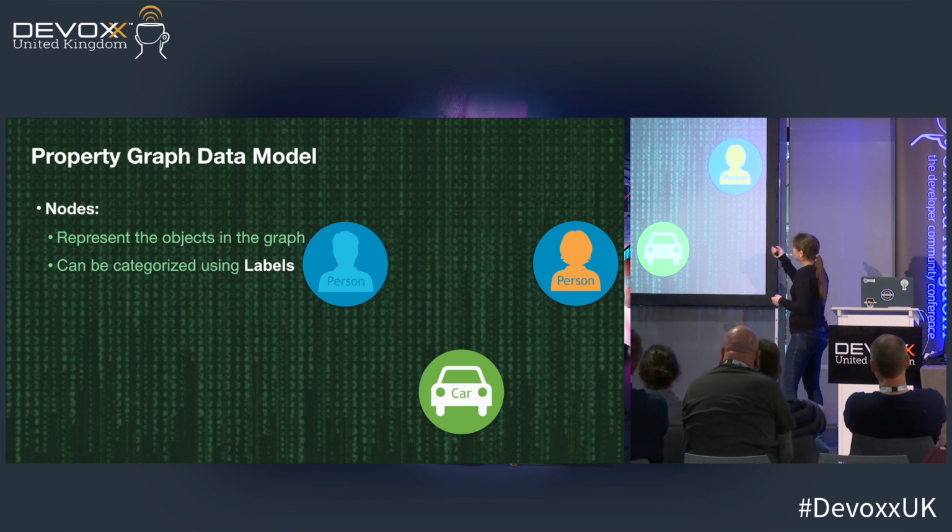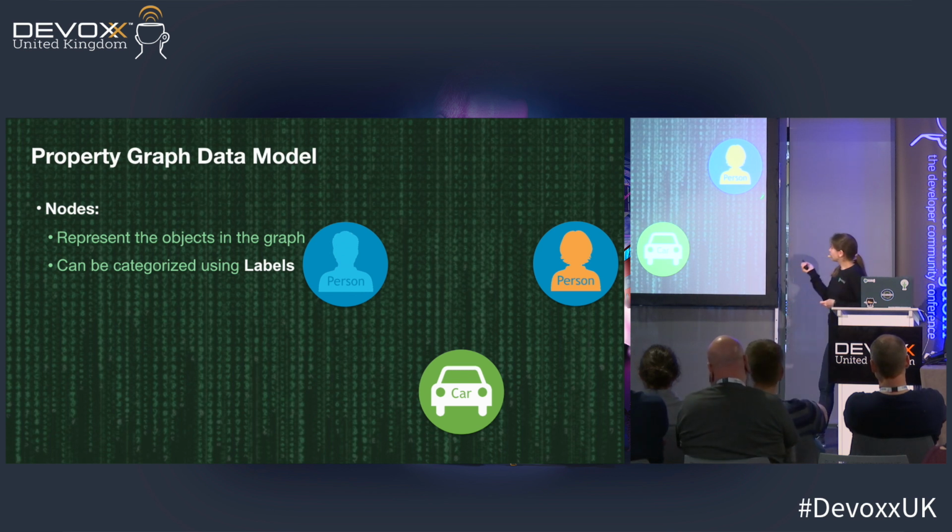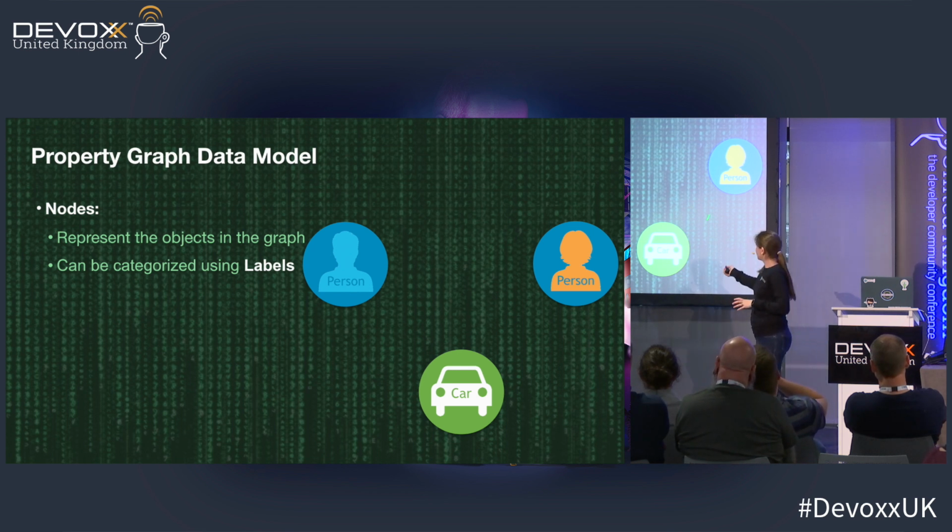So in this example, we have 3 nodes. 2 of them are going to be person nodes. 1 of them is going to be a car node. So we're categorizing them. 2 are going to be in one category, and this last one is going to be in the category of car, tagging it with car.